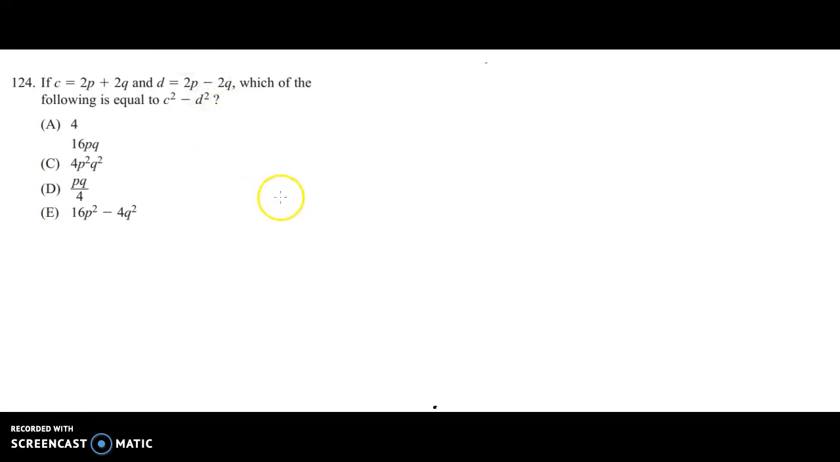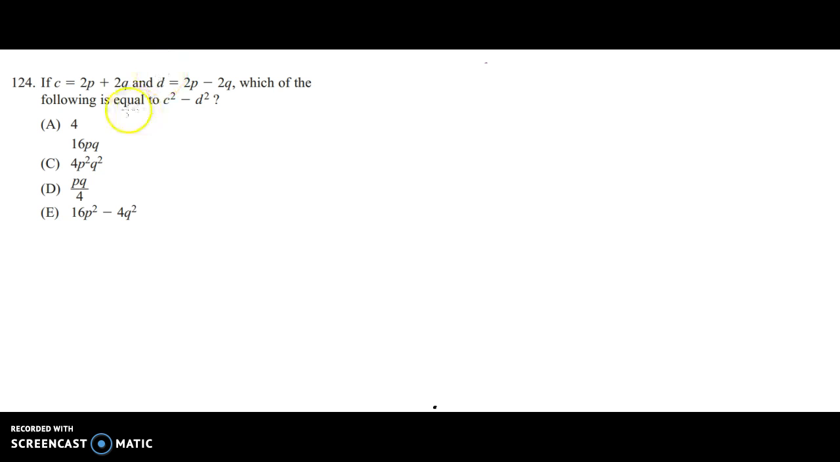Hello. In this video, we're going to be looking at some applications or versions of quadratic equations on the SAT, but primarily we're going to be looking at how to recognize patterns in order to save time when we're trying to solve a problem. So, for example, if we look at this one, it says, if c is equal to that and d is equal to this, which of the following is equal to c squared minus d squared?